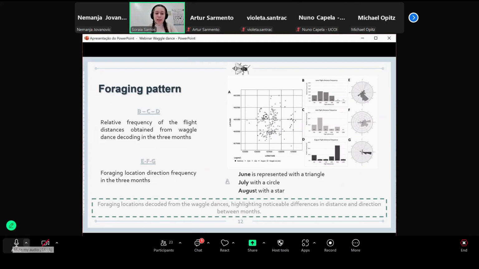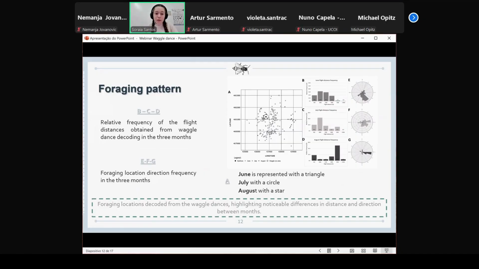So first we can see the foraging patterns. In figure A, we can see the orientation for different months, and in B, C, and D, the relative frequency of the flight distance obtained from the waggle dance coding in the 3 months, and in E, F, and G, the foraging location direction frequency for the 3 months. Here, I think it's really small, but it is the orientation north, south, east, and west, and we can see the different directions.